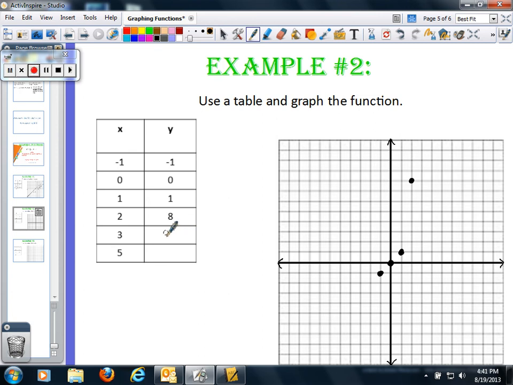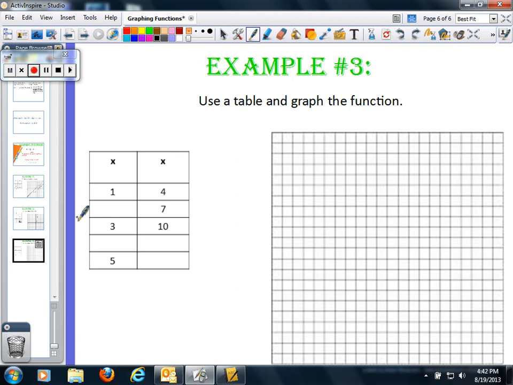And 3 to the third is 27. Alright? And 5 to the third is 125. Now, we don't have the space to do this, but these would just continue to go up. So the graph that I have currently would look like this. And this would just continue to go up. Okay? So this is going to end up being a cubic function.